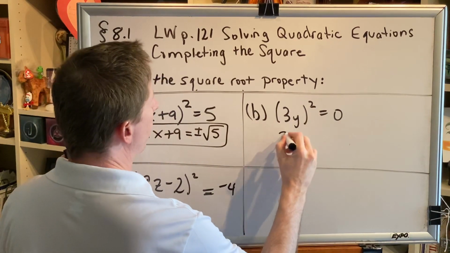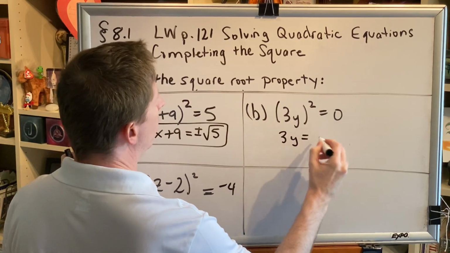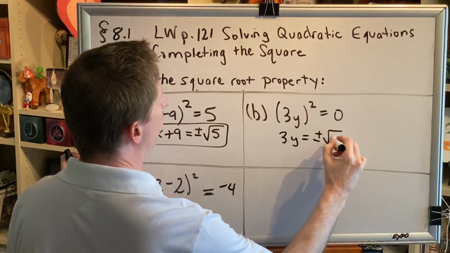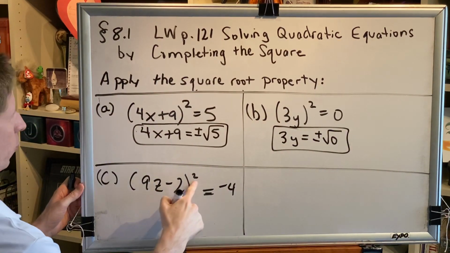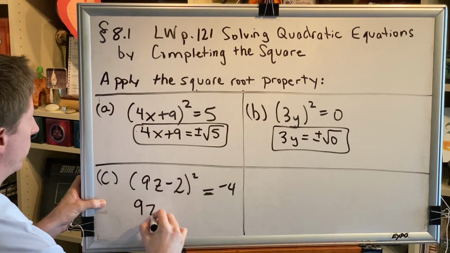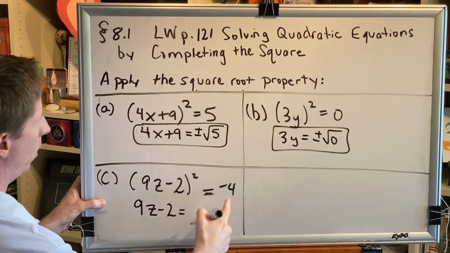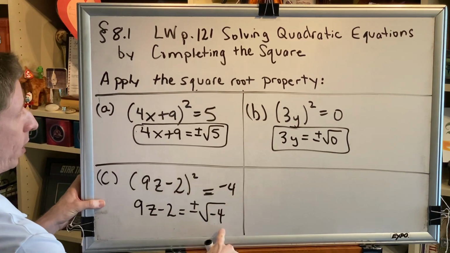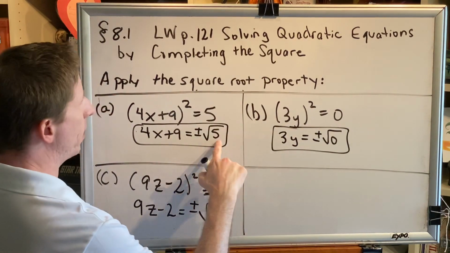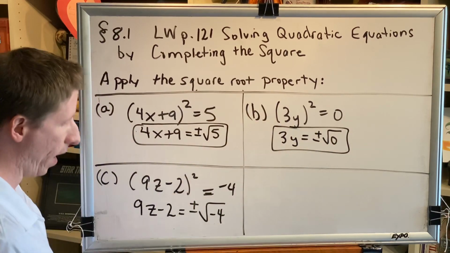Drop the square and any parentheses. And on the right, put plus or minus square root. Final answer. Third one. Drop the square and any parentheses. And on the right, put plus or minus square root. Whatever was on the right goes under the square root, whether it's positive, 0, or negative.